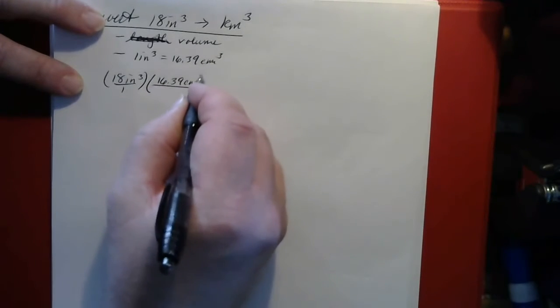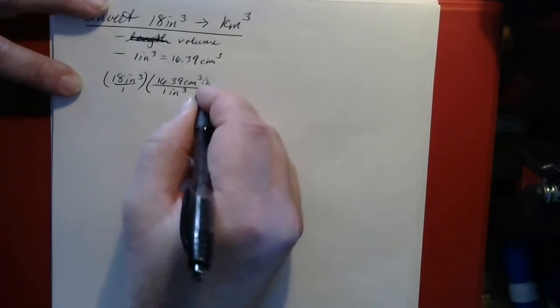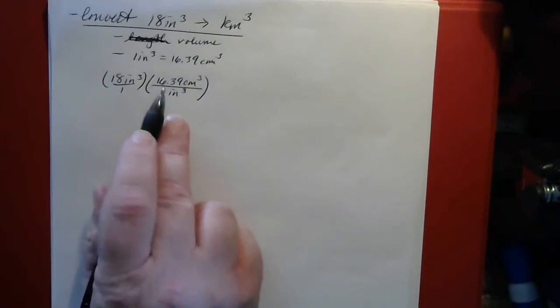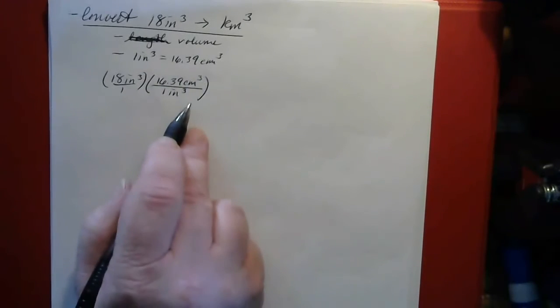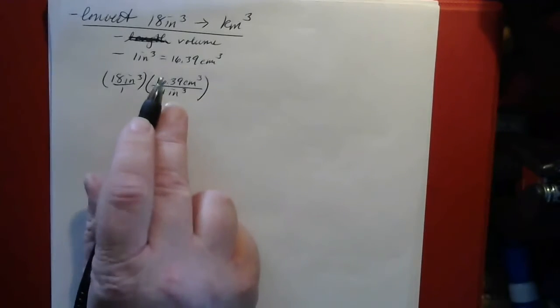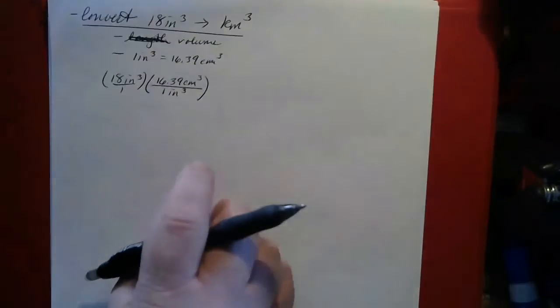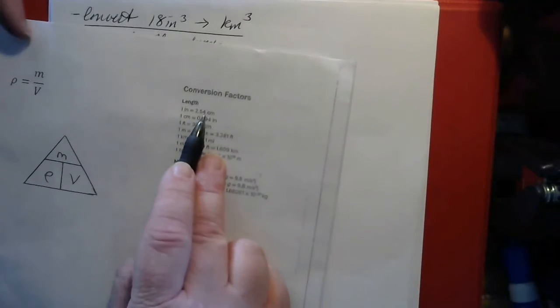Cubic centimeters will go on top, and cubic inches go on the bottom. This conversion factor, remember though, you've got to be careful here. This conversion factor is already cubed. So the 3's go inside the parentheses, and you don't have to cube the numbers because they have already been cubed. You know, the conversion factor in linear measurements, 1 inch is 2.54 centimeters.